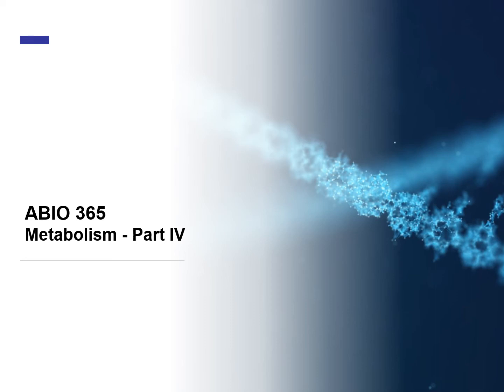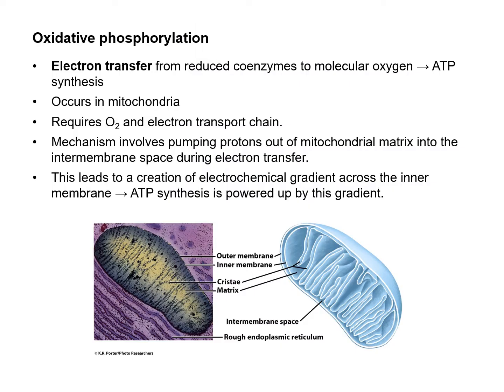This is the last part of metabolism, and we'll discuss the electron transport chain, especially their players, the mechanisms, how they transfer the electrons, and synthesize the ATP, which is the energy source for a living system. Now we'll deal with the process of electron transfer from reduced coenzymes such as NADH to molecular oxygen, and also we'll discuss how that can lead to ATP synthesis.